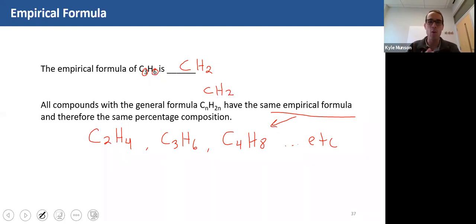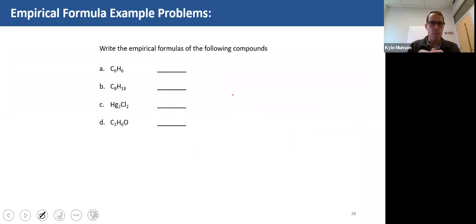That's the simplest whole number ratio for all of these compounds. So that's just an example of what we mean by empirical formula. It's the simplest whole number ratio of the atoms that make up a compound. Let's just do this example real quick, and then we'll talk more about how we calculate empirical formulas given some data on the mass of each type of atom in the compound.